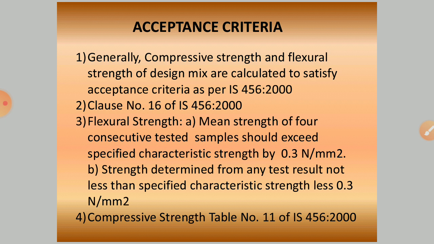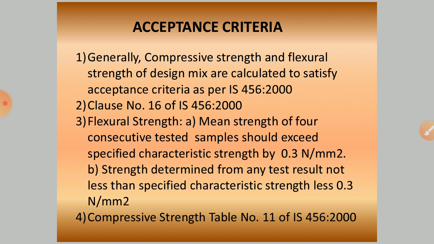Now, acceptance criteria in IS 456 2000 is given for two types of strength: compressive strength and flexural strength. You can check whether the mix proportion or design mix has sufficient strength by checking its acceptance criteria. It is given in clause number 16 of IS 456 2000.